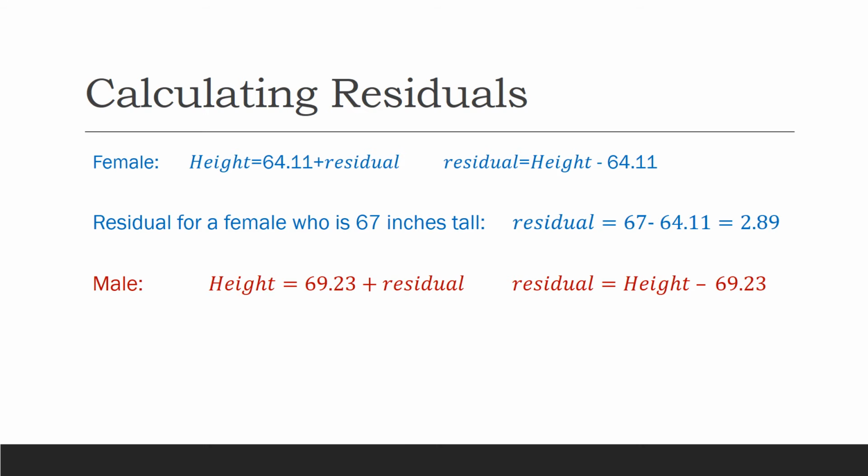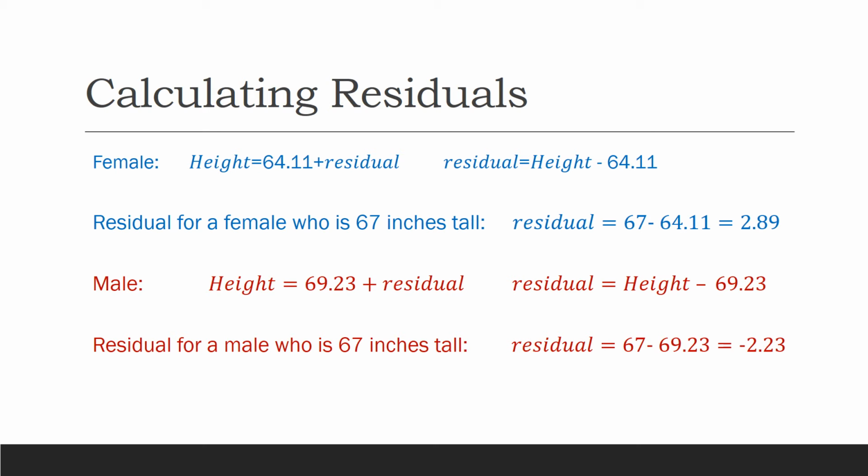So for example, the residual for a female who is 67 inches tall is 67 inches minus 64.11, which gives us a residual of 2.89 inches, indicating that a woman who is 67 inches tall is 2.89 inches taller than the average female. A male who is 67 inches tall will have a residual of 67 minus the mean height for males, 69.23, which gives us a residual of negative 2.23 inches, indicating that a 67-inch tall male is 2.23 inches shorter than the mean height among males.